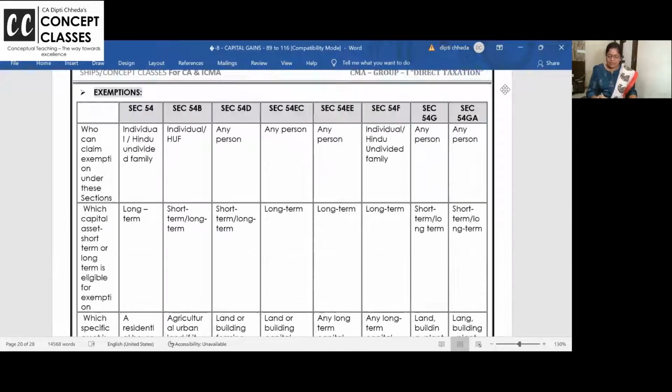You have to learn the sections, and right now only. You are going to learn everything, but these are the toppings, you can say, asked in every exam: 54, 54EC and 54F. Among them, give this one 5-6 stars. This is different from the others.